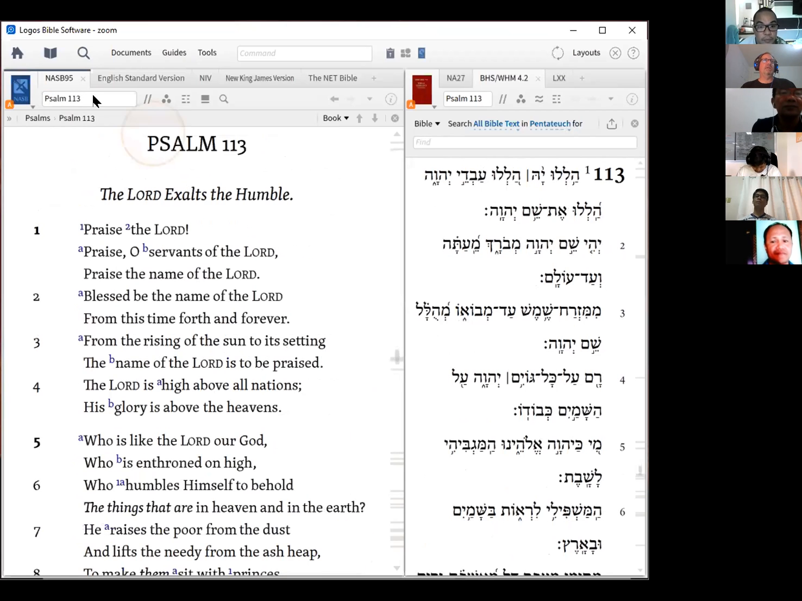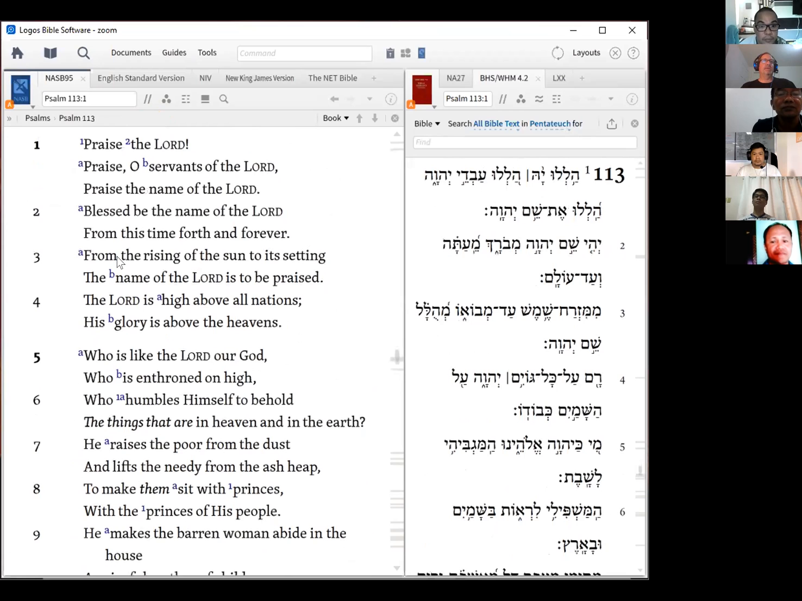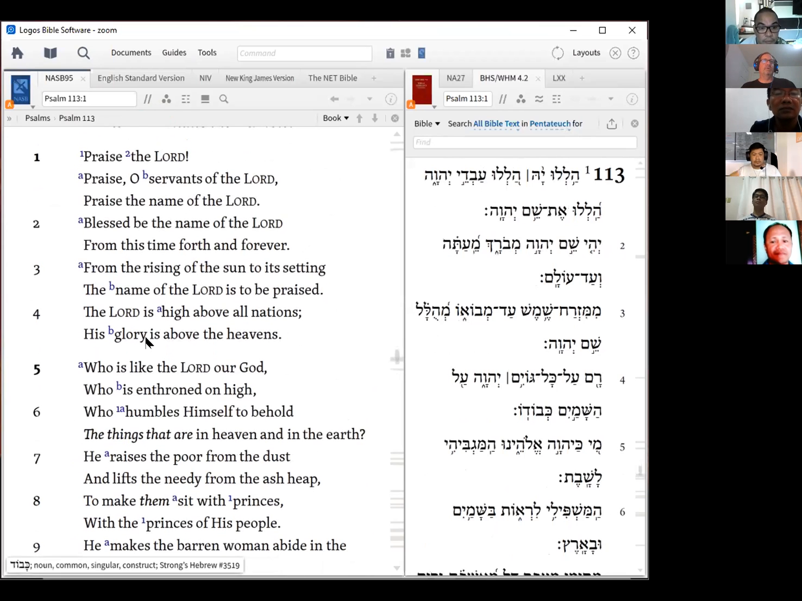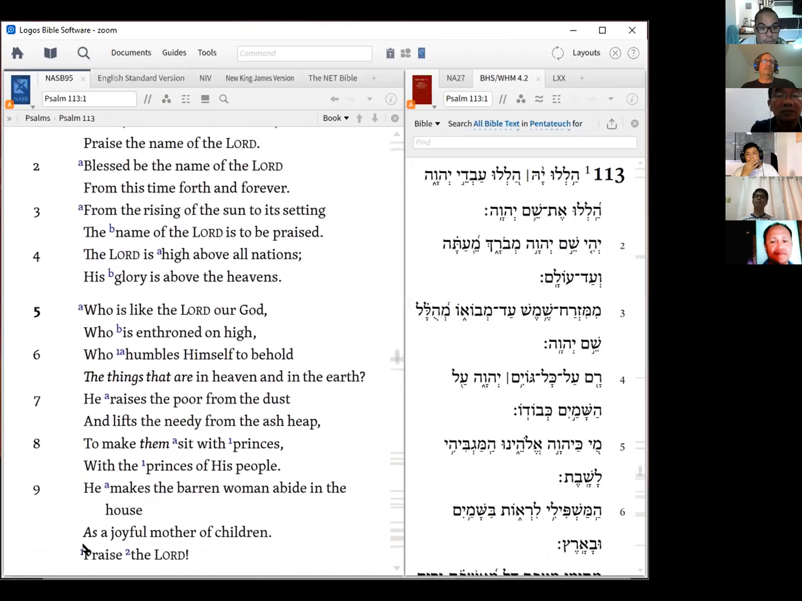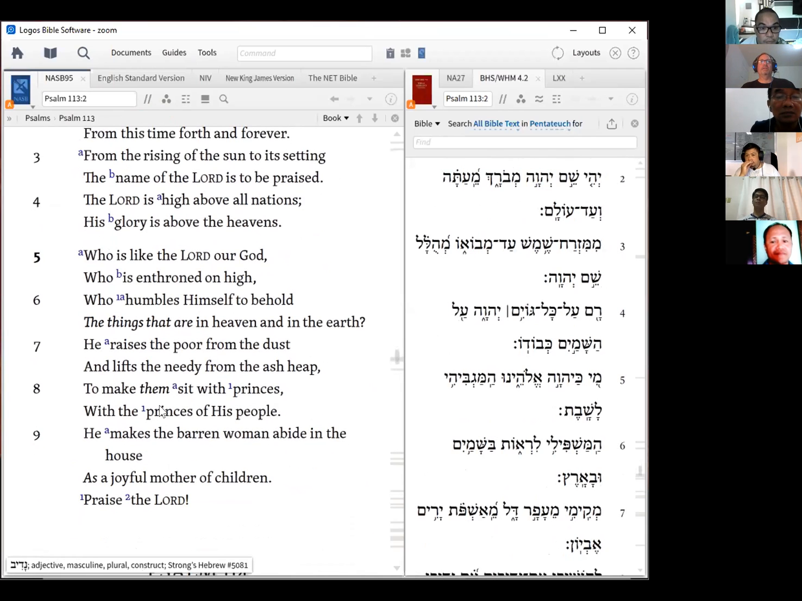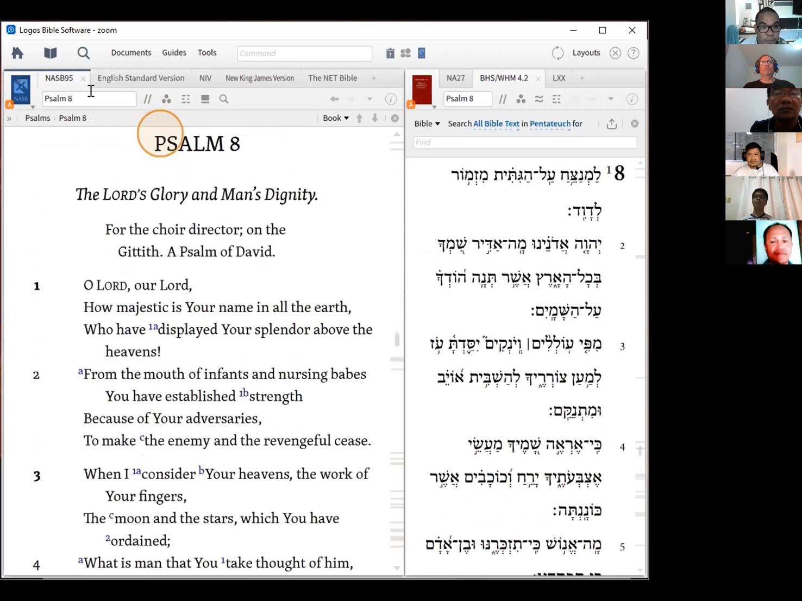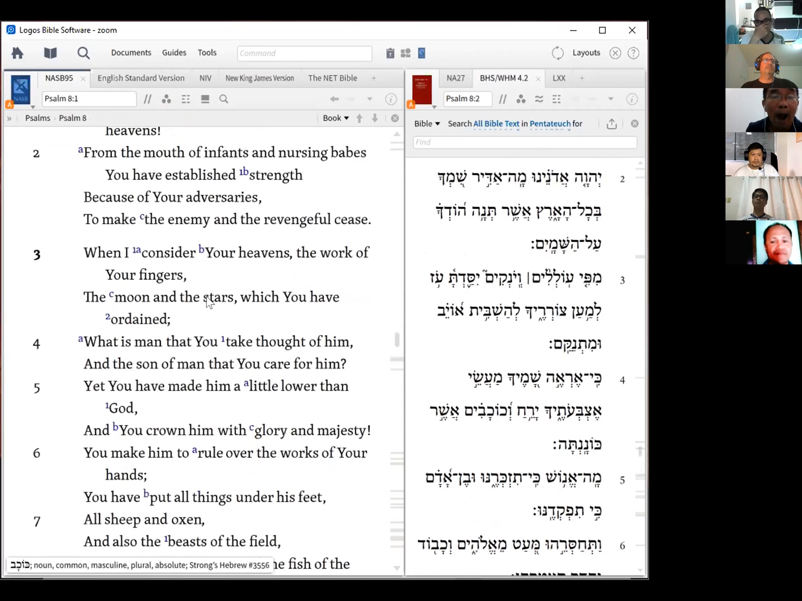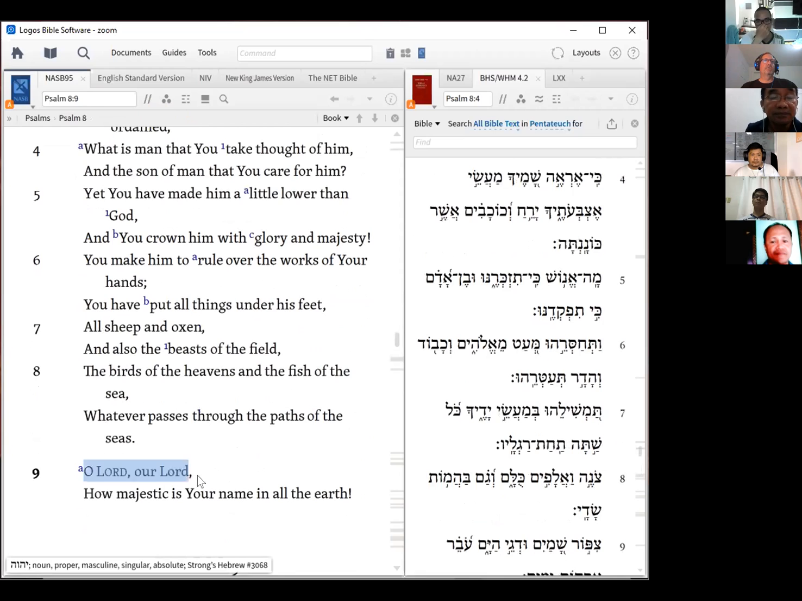I think Psalm 113 has an inclusio at the beginning and end. Notice it begins with praise the Lord, and then at the end of the psalm, praise the Lord. Okay, that's an inclusio. Psalm 8, I think, is another example of inclusio for the whole psalm. O Lord, our Lord, how majestic is your name in all the earth. And then at the end of the psalm, verse 9, O Lord, our Lord, how majestic is your name in all the earth. All right. So at the beginning and the end of the psalm, this repeated verse, really 2 lines, indicates inclusio.